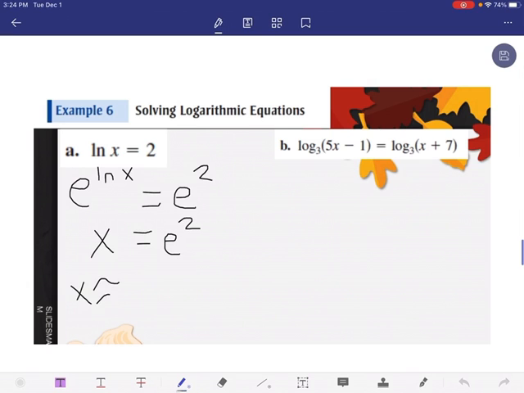Again, in your scientific calculator, you have an e button, so you can use that, raise it to the second power, and we get a decimal approximation of 7.389.